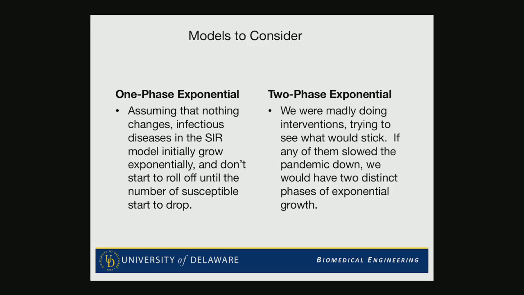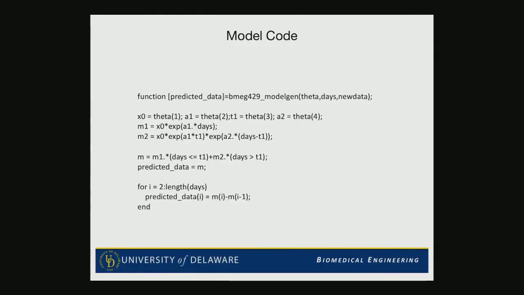And so we were going to fit the data to two different possible models, one being one-phase exponential growth, and then the second one being exponential growth that at one point shifts to a slower exponential growth rate. We'll fit both of those models to the data and see which one fits better. The code for the two-phase exponential growth has 4 free parameters. The first one being the initial conditions, the number of infected people at the beginning. And then the second one being the initial exponential growth rate, A1.